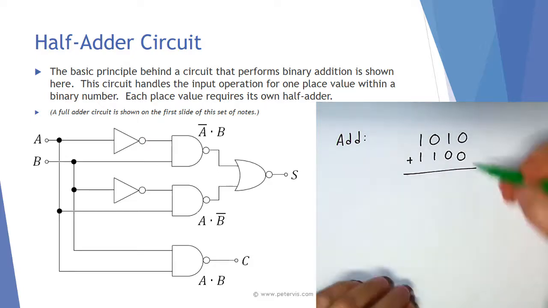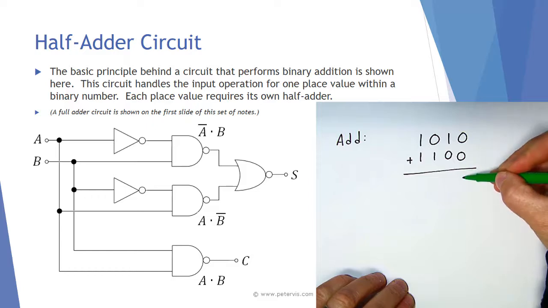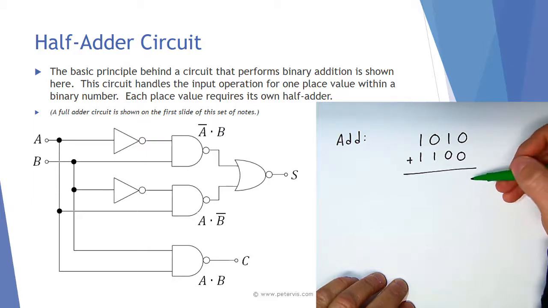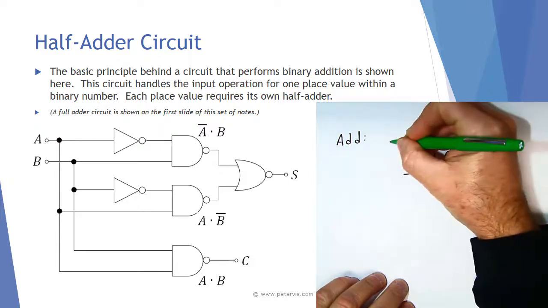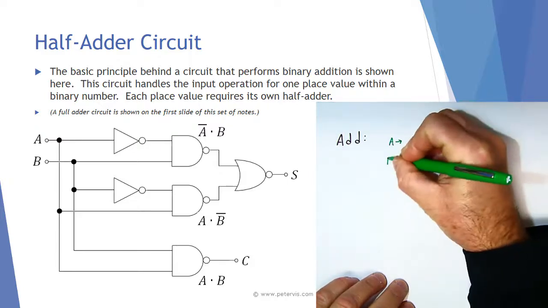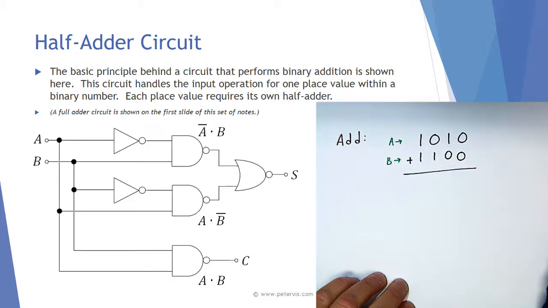So for starters, you know that if we add 0 plus 0, we should get a 0 in this spot. But let's face it, processors don't know arithmetic. We can just teach it through logic gates. And so this first column, 0 and 0, we're going to let this be the A input, and this will be the B input. So A is 0 and B is 0. We put those into our half adder circuit.